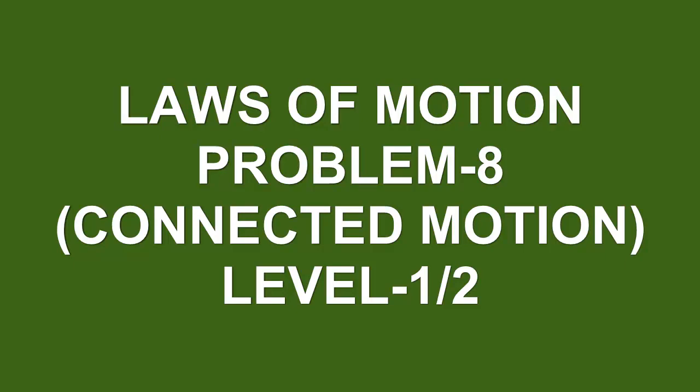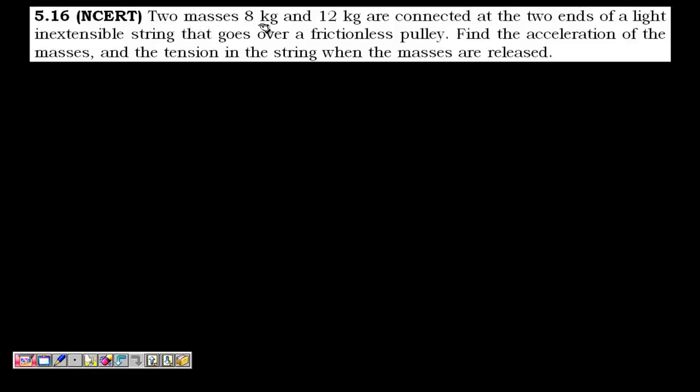The physics teacher. Here we have two masses, 8 kg and 12 kg, that are connected at the two ends of a light inextensible string that goes over a frictionless pulley. Find the acceleration of the masses and the tension in the string when the masses are released.